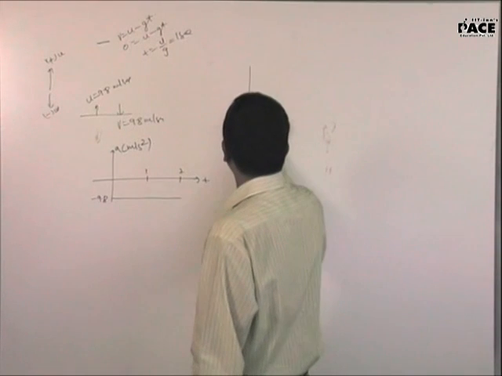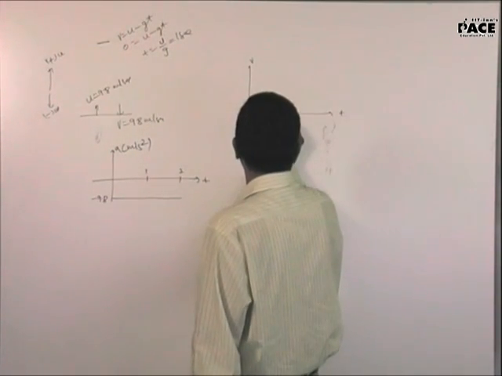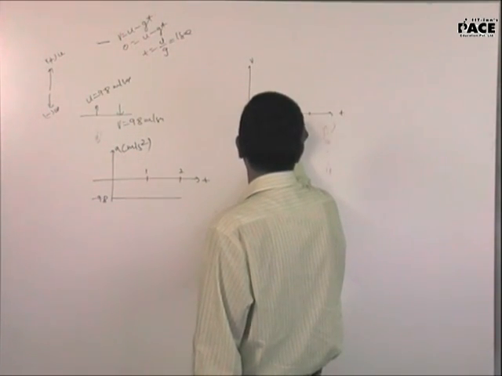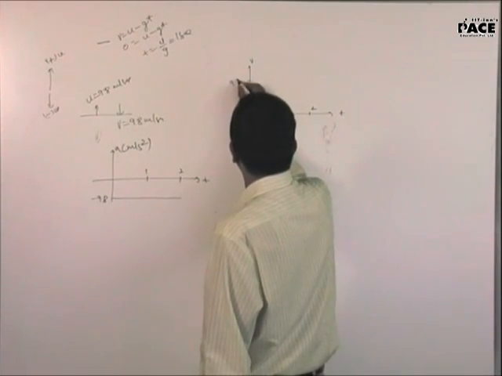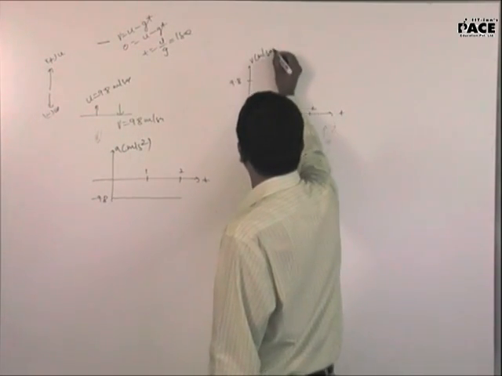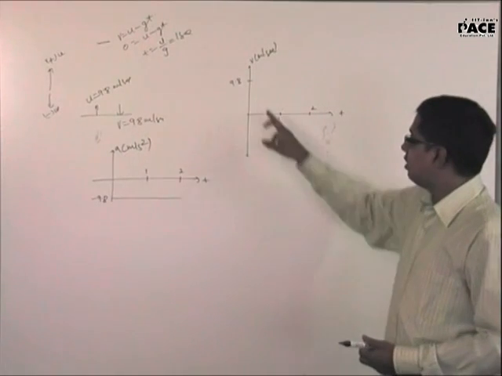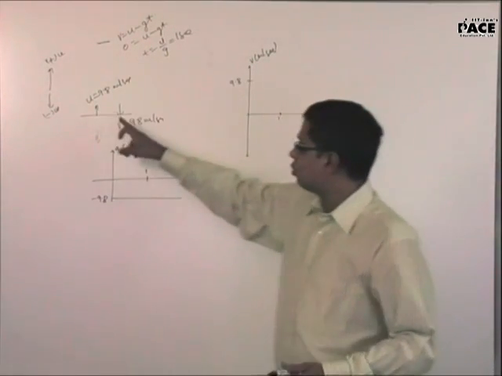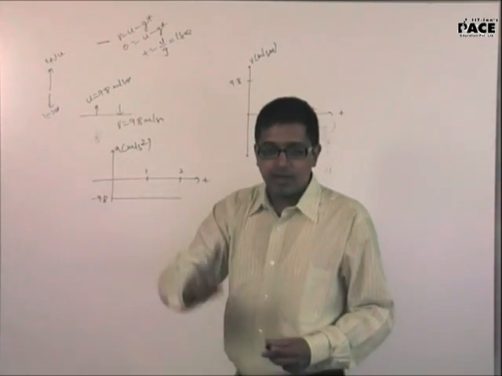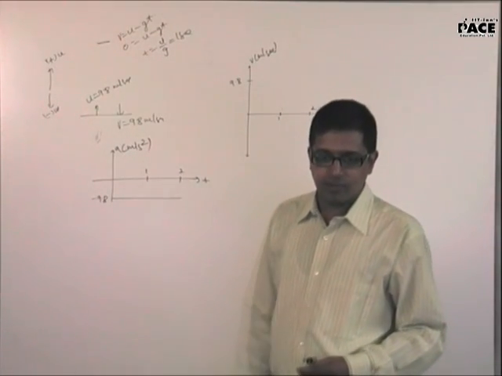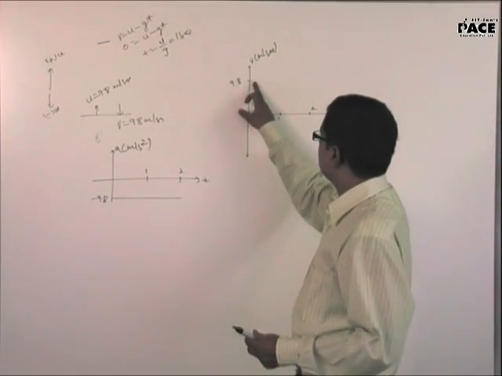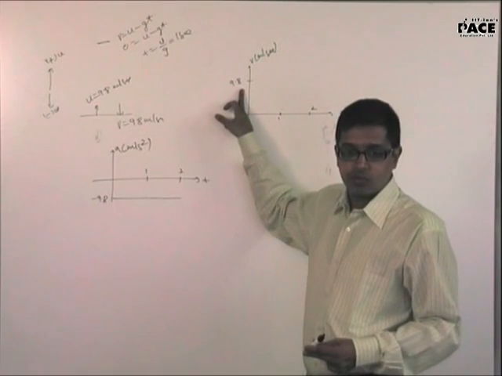Now come to VT graph. This is VT graph. This is 1 second. This is 2 seconds. Now initially the velocity was 9.8 meters per second. Initial velocity, what makes you think is positive? I threw the body in the upward direction. Everything in the upward direction is positive. So initial velocity, you consider that to be plus 9.8 meters per second.